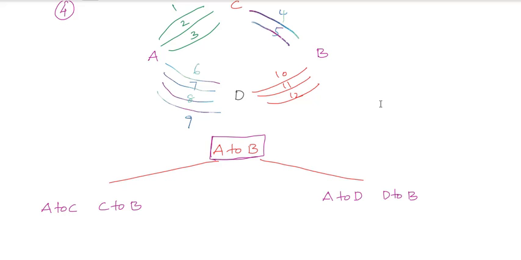Can you tell me how many possible ways there are from A to C, which is 3, and which is nothing but 2 there. And from A to D you will have 4, and D to B, which is nothing but 3. Am I right or not? Now can you tell me the possible ways from A to B via C?